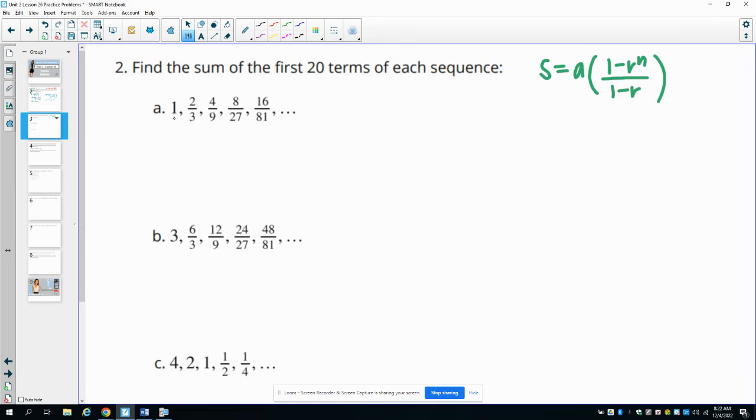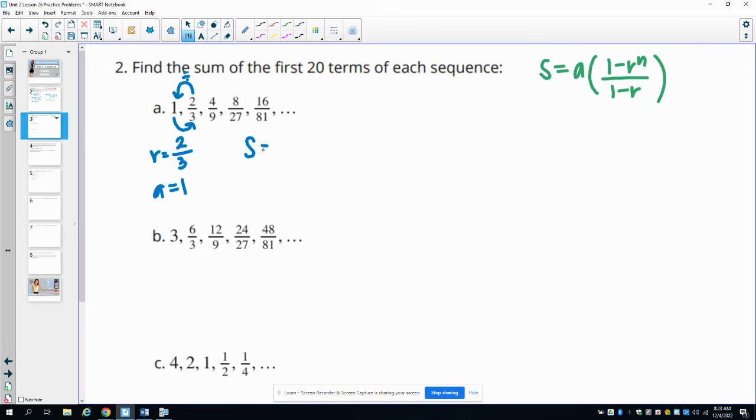And so this one's kind of easy to see because it's 1 times what? Well, 1 times 2/3. If it's not as easy to see, remember you can take the second term and divide it by the first term to figure it out. But so our R here is 2/3, our A is 1, so that initial term.